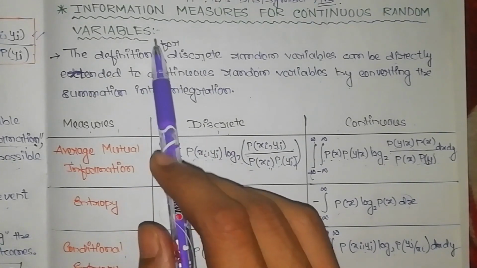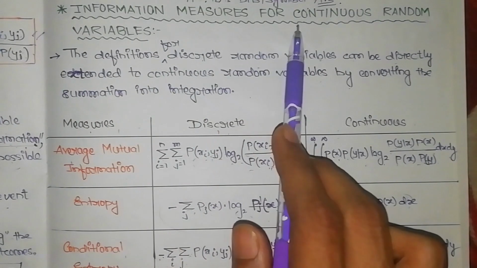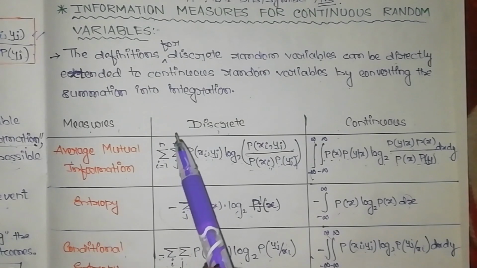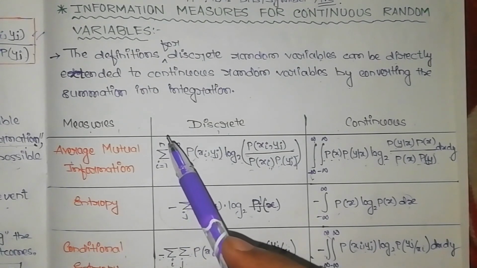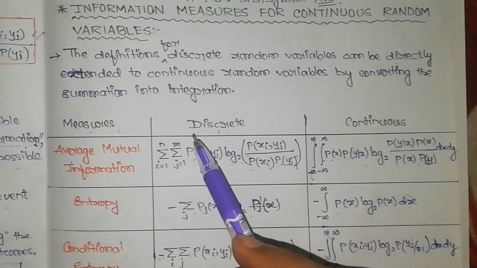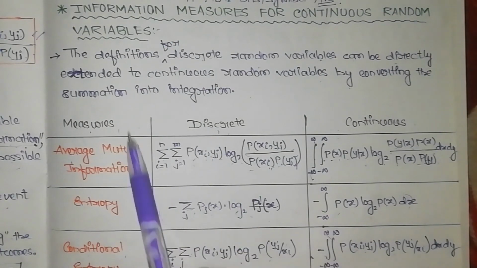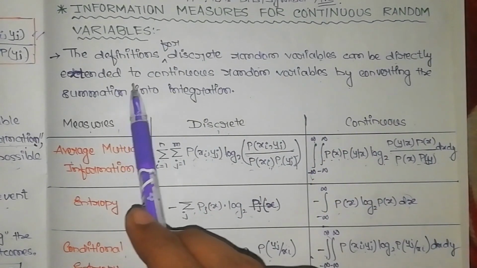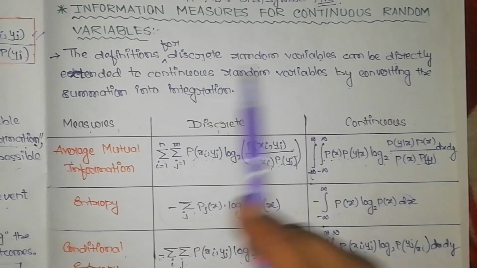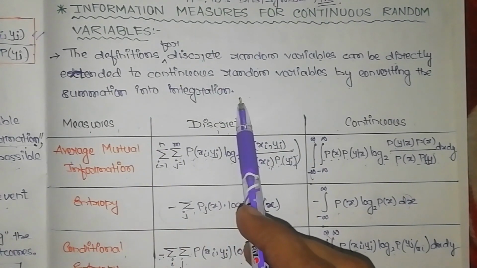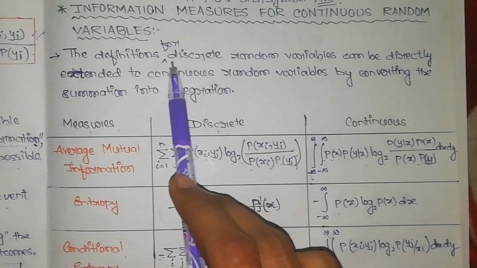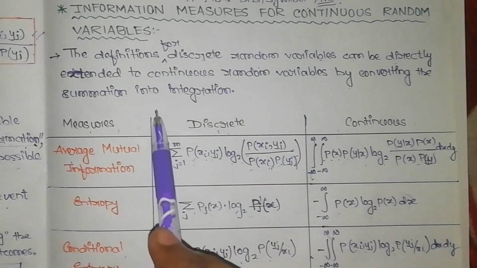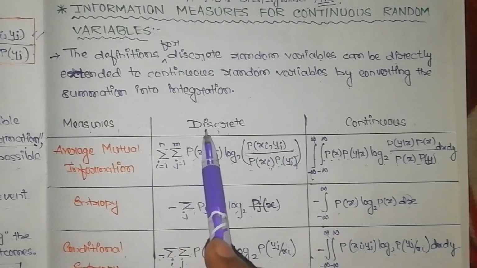So the next topic is the information measures for continuous random variables. Here we will define the different definitions that we defined for the discrete random variables, but for the continuous random variables, and how we can do that. The definitions for discrete random variables can be directly extended to continuous random variables by converting the summation into integration. So we can simply convert the definitions for the discrete random variables into the continuous random variables by simply converting the summation into the integration form.